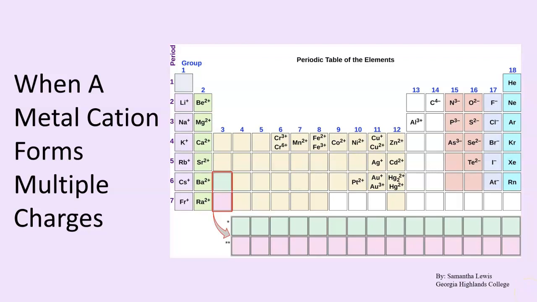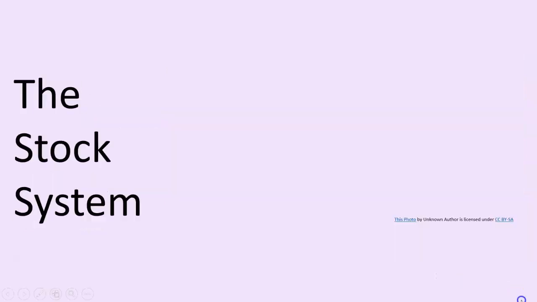When a metal cation forms multiple charges, you'll see this periodic table throughout this video a lot. It is a handy tool to have. If you don't have access to it via D2L, go ahead and grab a screenshot, have it on your phone, have it in your lab notebook, whatever it is that you need, because this is a powerful tool for being able to figure out charges when we're talking about multiple charges.